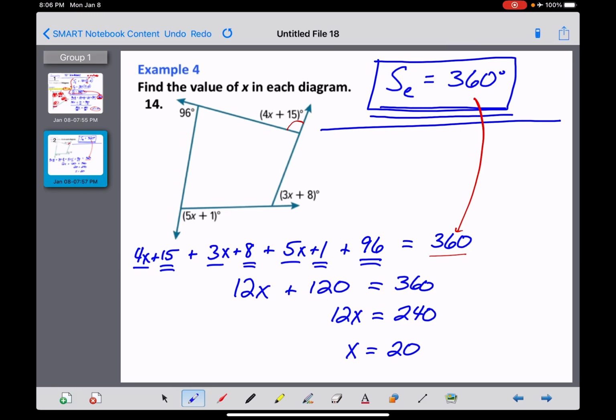And unlike the last problem, my directions now simply say find the value of x in each diagram, so we are done with this problem, and x is equal to 20. So that is how you handle problems 14, 15, and 16. That should be much easier than what you had to do for the first 4.